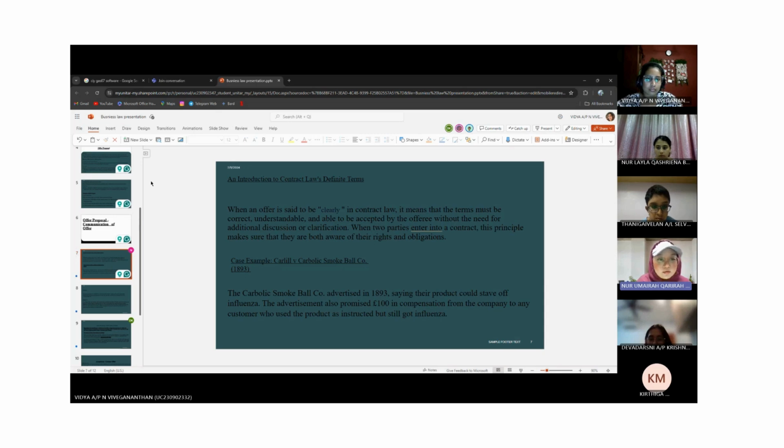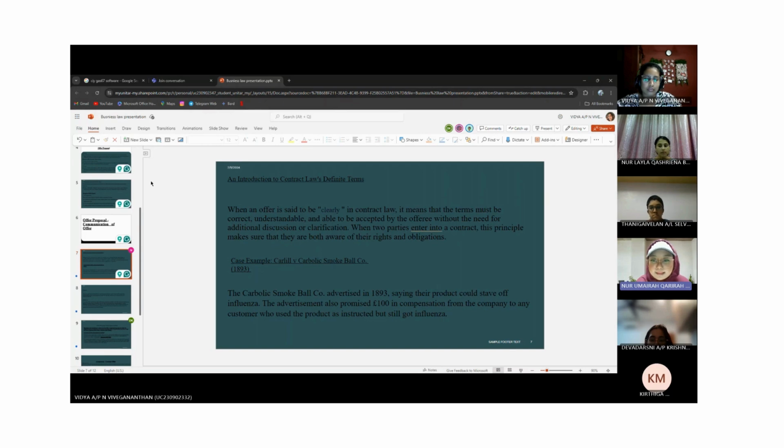Offer proposal, communication of offer. An introduction to contract law: definite terms. When an offer is said to be clear in contract law, it means that the terms must be correct, understandable, and able to be accepted by the offeree without the need for additional discussion or clarification. When two parties enter into a contract, this principle makes sure that they are both aware of their rights and obligations.